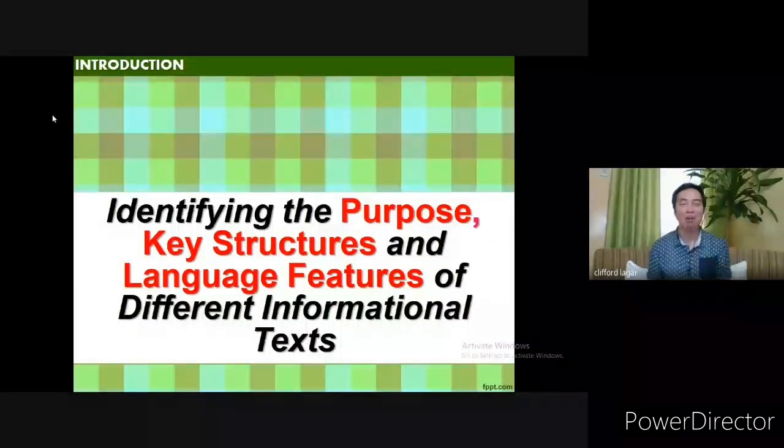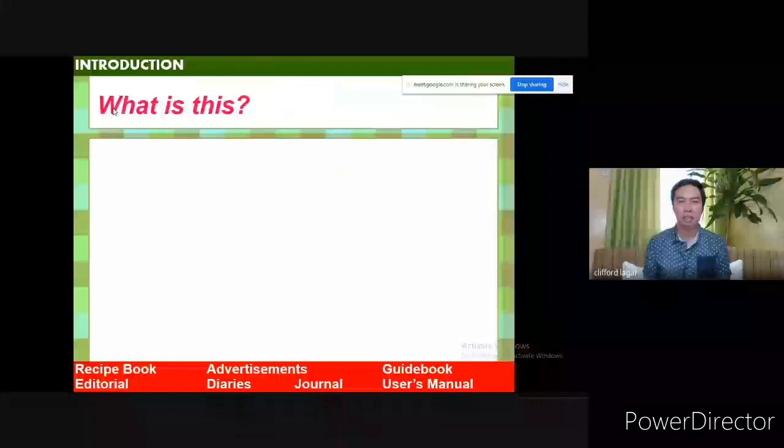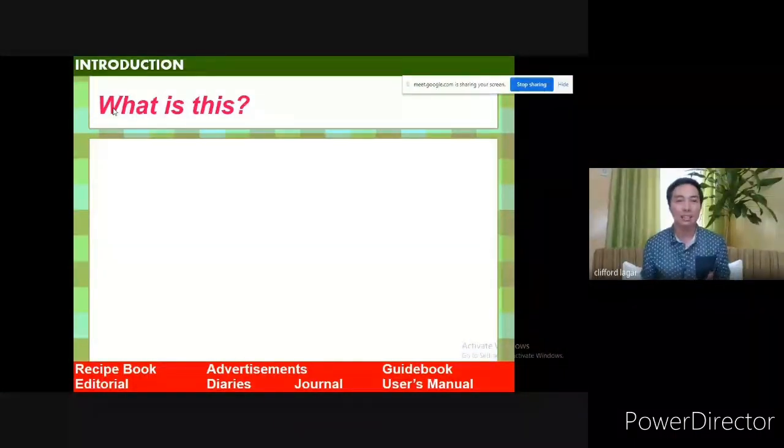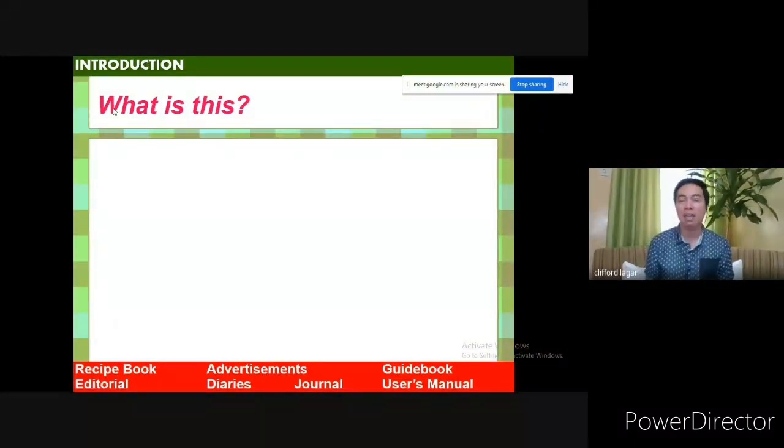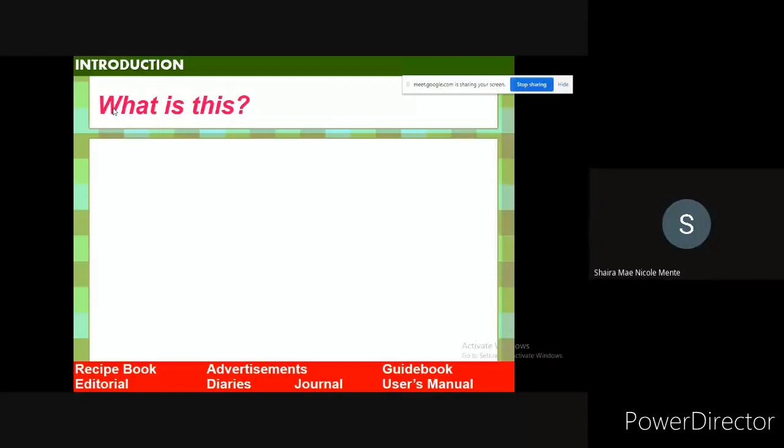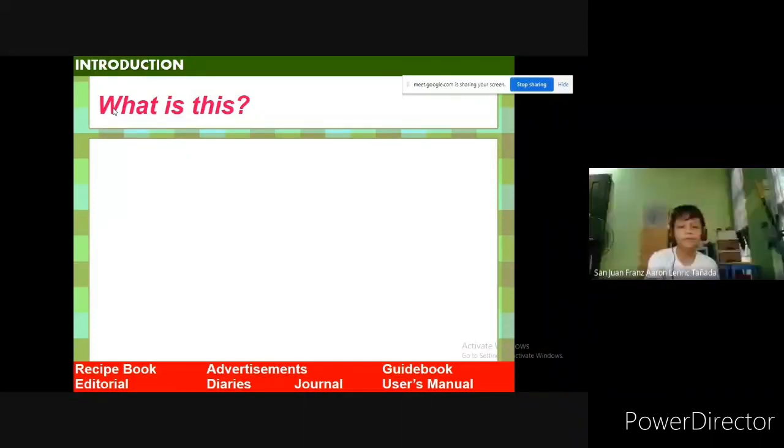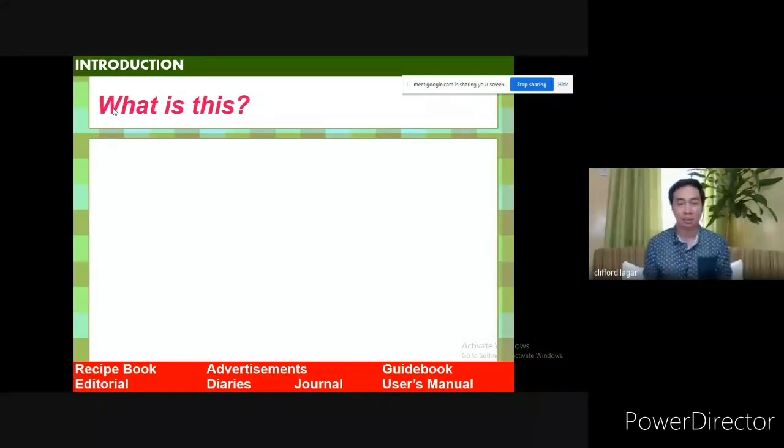Okay, now let's have our first activity. This is called What is this? I want you to name and identify the different reading materials that you can see or that will be flashed on this slide. The choices or the possible answers are at the bottom of the slide. So are you ready? Yes, sir. Let's begin. Anyone can answer, okay?